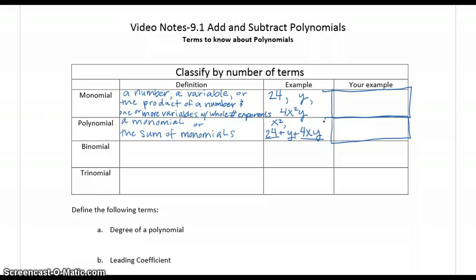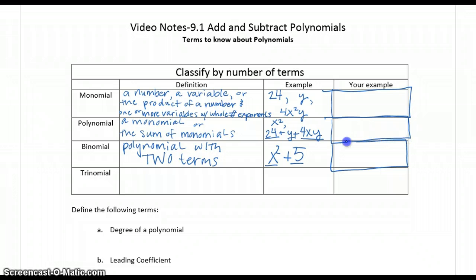A binomial is simply a polynomial with two terms. So, for example, we could have x squared plus 5. Our first term is x squared, our second term is 5. So go ahead and write an example of a binomial.